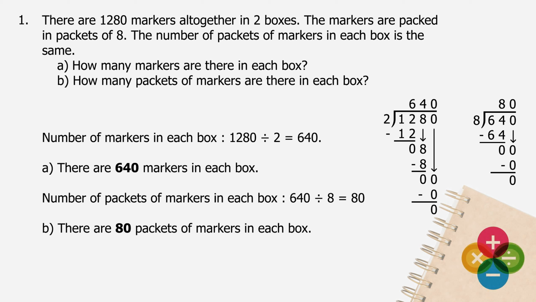The number of markers in each box will be, divide 1,280 by 2, and the quotient is 640. A. There are 640 markers in each box. The number of packets of markers in each box will be, divide 640 by 8, and the quotient is 80. B. There are 80 packets of markers in each box.